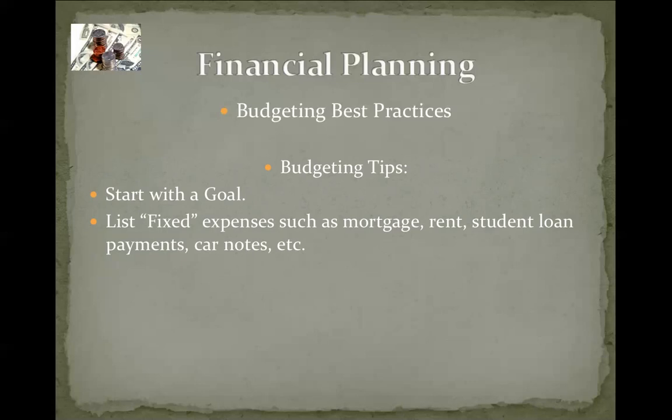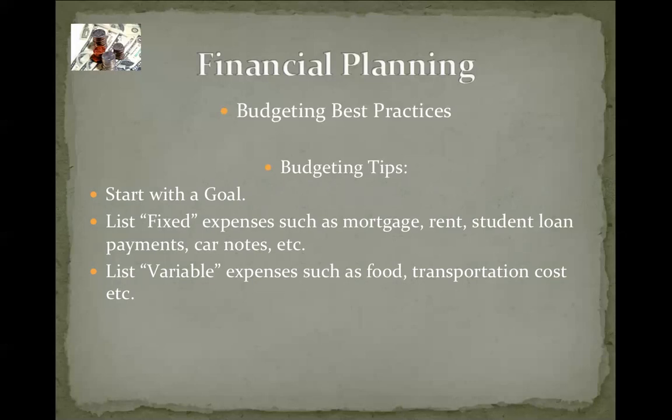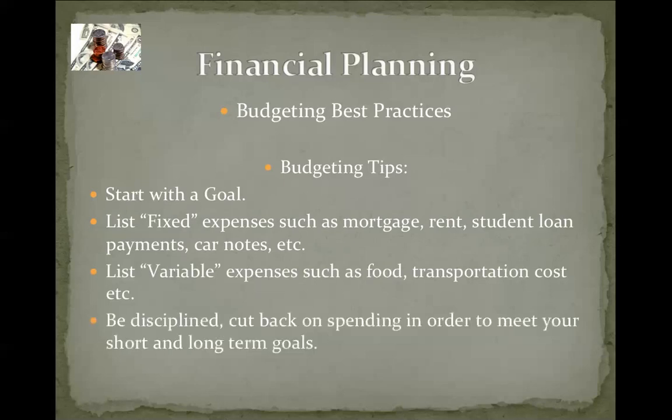So the next thing here we have is fixed expenses. Now we're looking at categorizing your budget. Fixed expenses are things like your mortgage, your rent, your student loan, your car notes, etc. Fixed expenses pretty much are anything recurring that you absolutely have to pay. After that, we have your variable expenses, such as food, because you might spend $100 today and $200 next week. So that varies. Transportation costs and stuff like that.